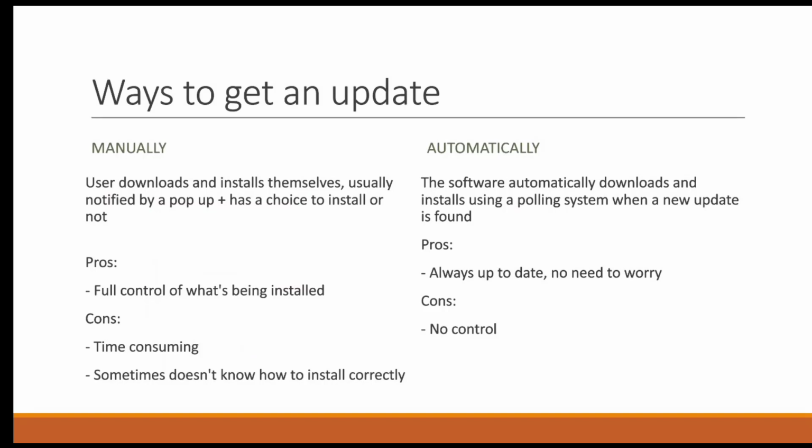Manually getting an update involves the user downloading and installing the piece of software themselves, and it's usually notified by a pop-up on their devices, which if you click on it, has explanations of what the update contains, and the user can read that description and choose to install or not.